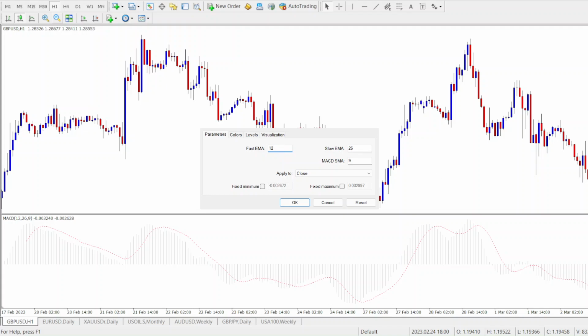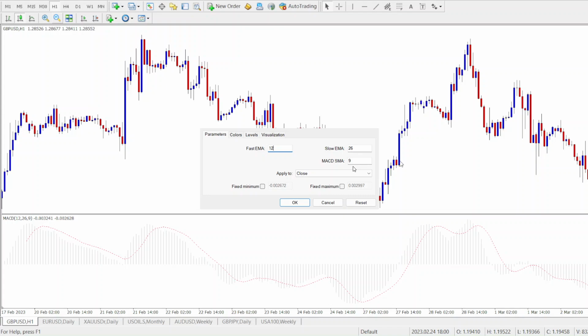Now the default settings for MACD are typically set at 12, 26 and 9. As you can see, these are default settings. This means the MACD line represents the difference between the 12 and 26 period moving averages, and the signal line is a 9 period moving average of the MACD line.